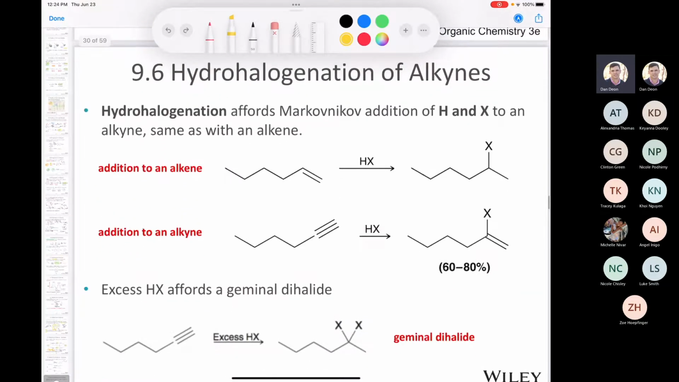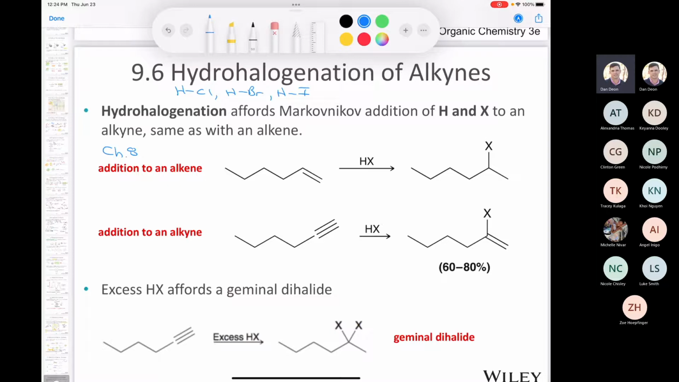You know, chemistry is a content-driven subject. Let's move on to the next section, which deals with hydrohalogenation of alkynes. Remember that hydrohalogenation is nothing more than the addition of HCl, HBr, or HI, right? A hydrogen and a halogen. We don't talk about HF. That's something a little bit different. But back in chapter 8, we looked at all kinds of hydrohalogenations to alkenes. We talked about Markovnikov addition.